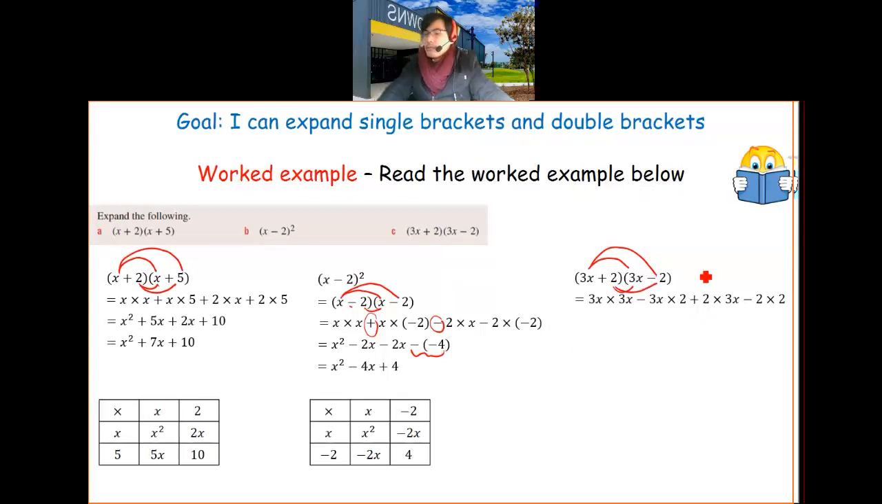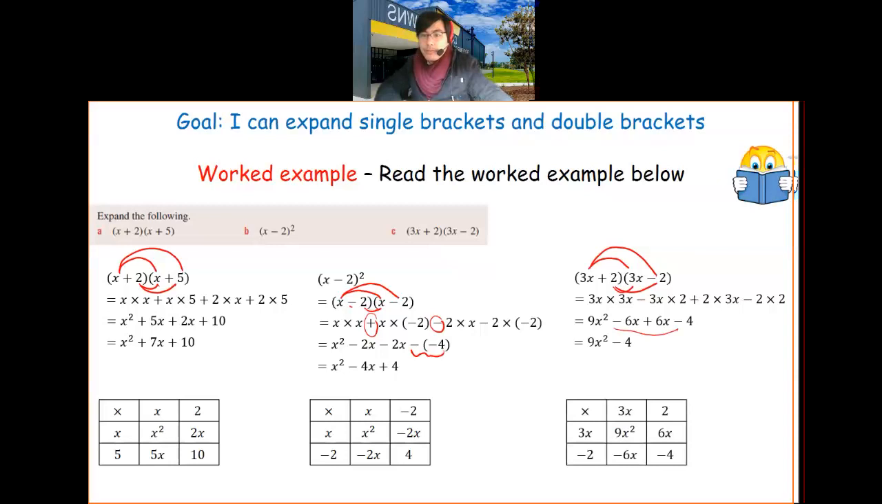And so then that's going to simplify down to 9x squared minus 6x plus 6x minus 4. Okay, and the minus 6x plus 6x, that's going to become 0. So let's think, if you lose $6 and then you earn $6, so in the end, you break even, right? So we can simplify everything down to 9x squared minus 4. Okay, and here's the grid method.